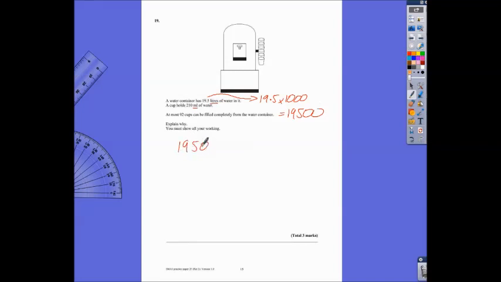If every cup holds 210 millilitres, if we just divide by 210, that will give us 92.857. Always write down your full calculator display there. So we need to write down what that means. 92 cups can be filled fully, and the 93rd cup would only have 0.857, would only be 85% full basically.